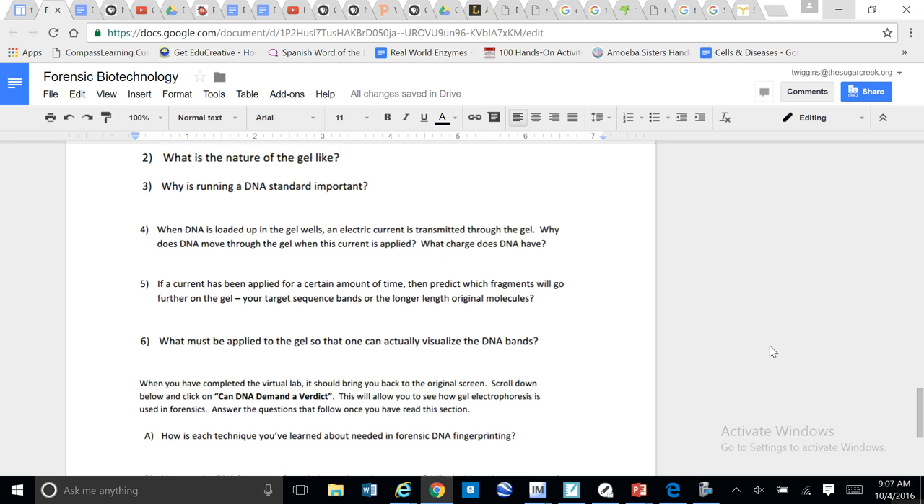All right, so just moving on here. So when we apply current that allows everything to circulate through, that's 4 and 5, 6, what must be applied to the gel so that one can actually visualize the DNA bands? What do they have to add to the gel so we can actually see it, Madison?